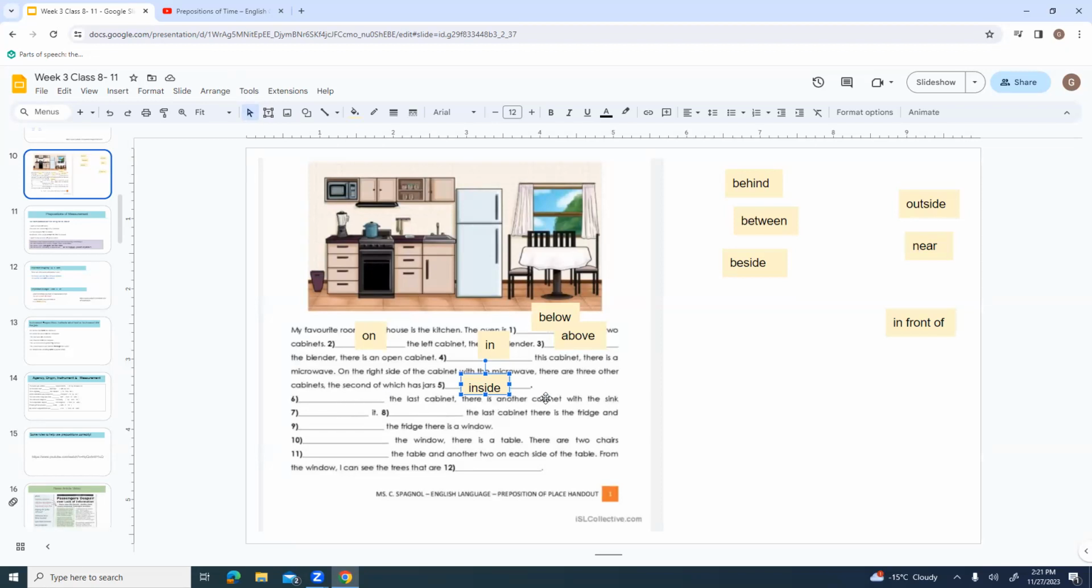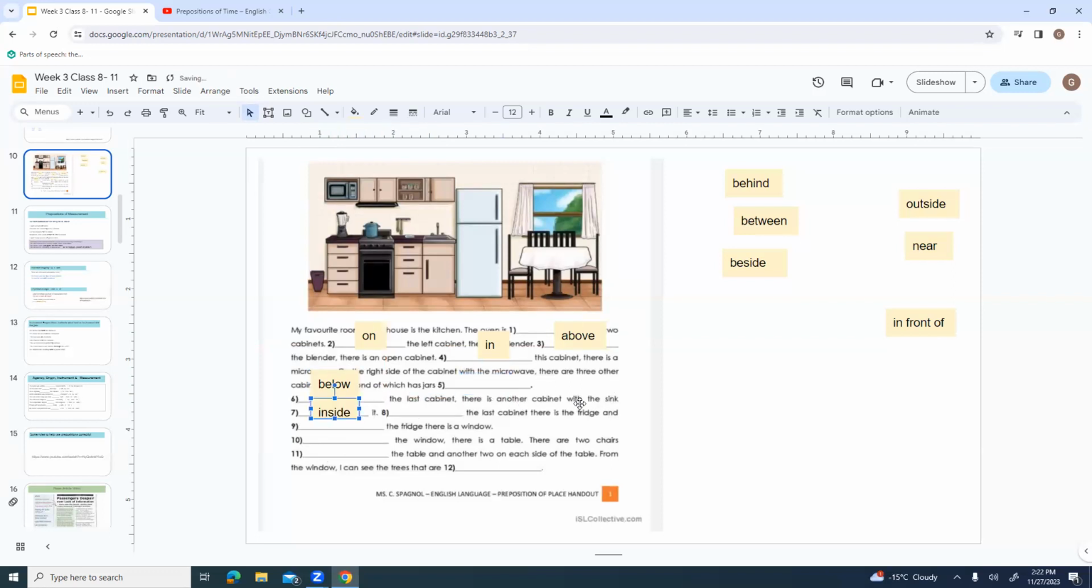Blank the last cabinet, there is another cabinet with the sink. Below the last cabinet? Is there another one? Below, behind, I would say it's below again. Yeah, or underneath, do we have that? All right, I'm gonna use below again. They would both work. With the sink, inside of it, in front of it, inside gets used twice.